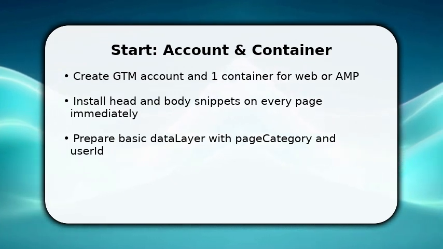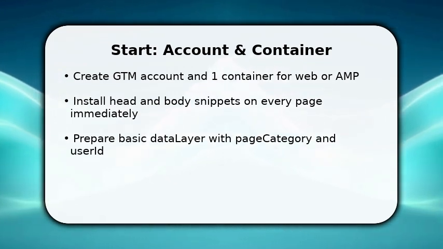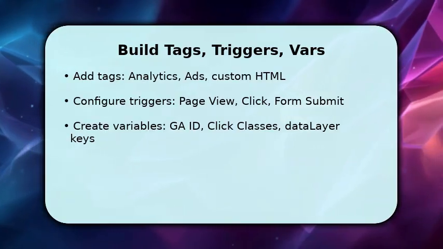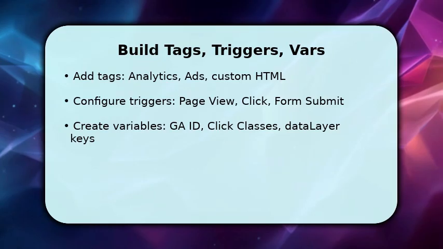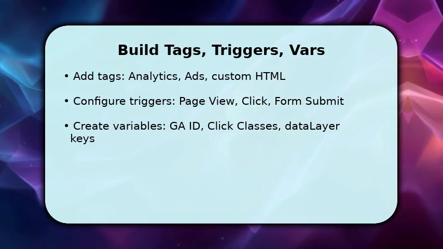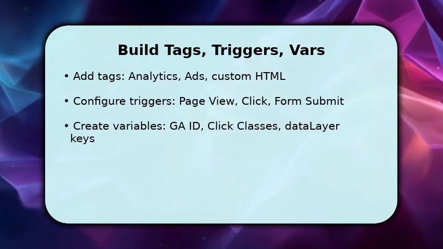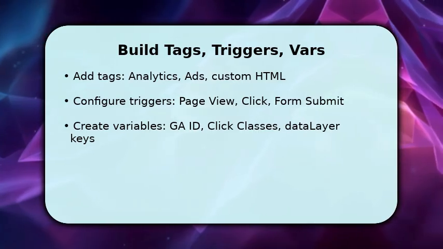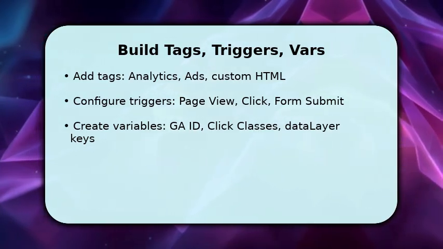Now you add the actual tags. Set up Google Analytics conversion pixels and any custom HTML tags you need. While doing that, define triggers that fire them, for example page view for base analytics, click for button tracking, and form submit for conversions. You also create variables for reuse, your GA measurement ID, click classes, and data layer keys.